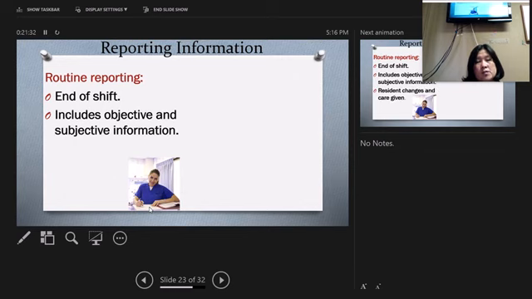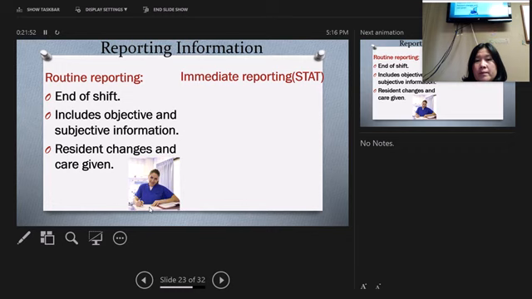You're including objective, subjective information. You give end of shift report to the next CNA that's coming on, when resident care is being changed over. You only give the information to the caregiver on the next shift. Not everybody in the whole building needs to know about patients if they are not directly taking care of them.